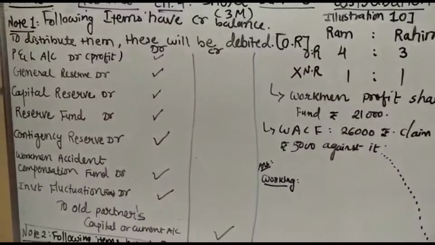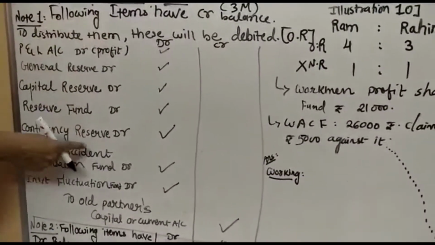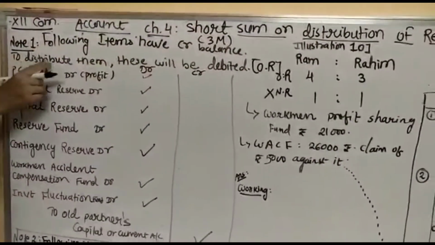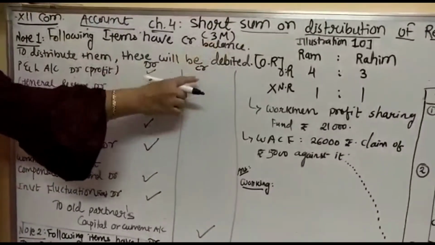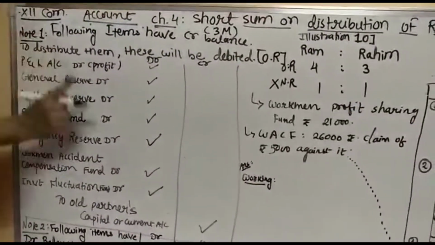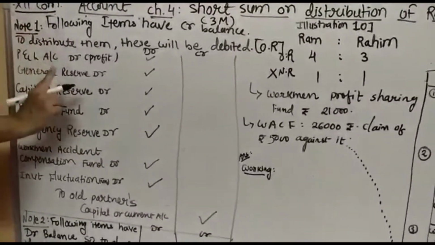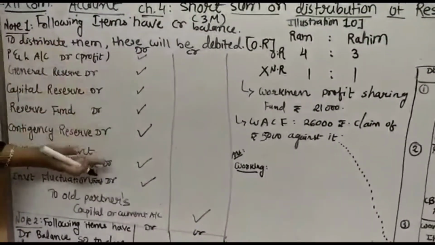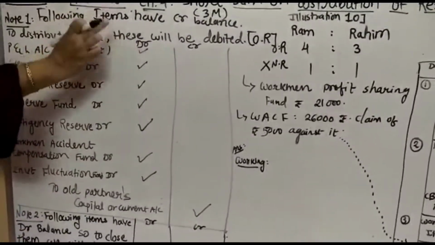Note number 1. The following items, what you see in note number 1, all have credit balance. And to distribute them, these items will be debited. In 11th standard we have studied that all the reserves, provisions and profit have the credit balance. But if I want to close them, I have to give them the reverse effect, and that is debit. The same rule we are going to follow over here.